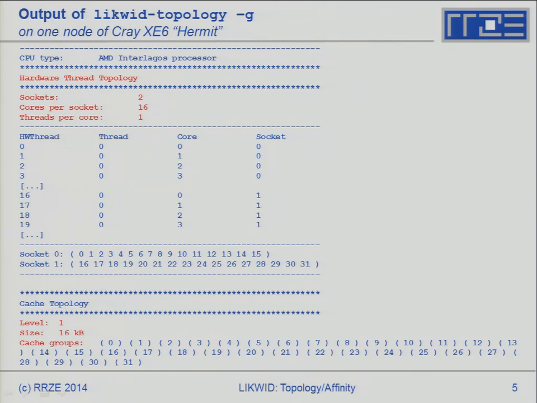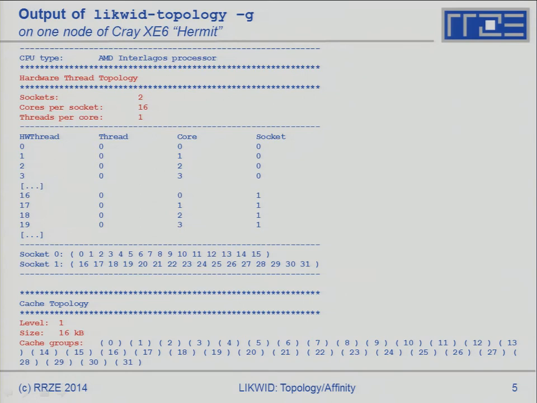We also see here a listing of which cores belong to which socket. So 0 to 15 are on the left socket, and 16 to 31 are on the right socket. Then there's a block about cache topology. We have the level 1 cache. It's 16 kilobytes in size. And then we want to know which cores in the machine share a certain cache level. Because a shared cache level is a shared resource, which might constitute a bottleneck. So that's an important piece of information.